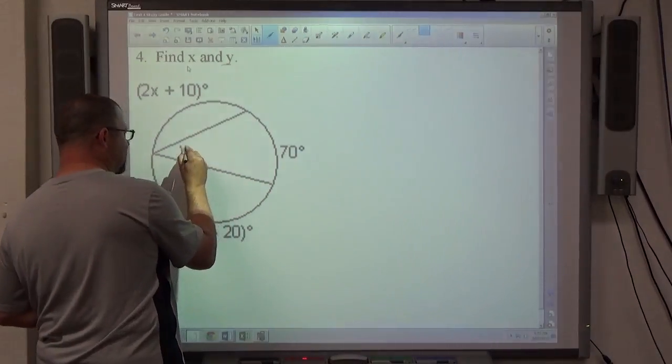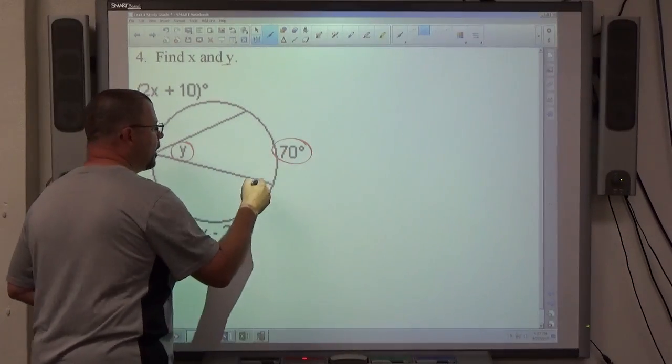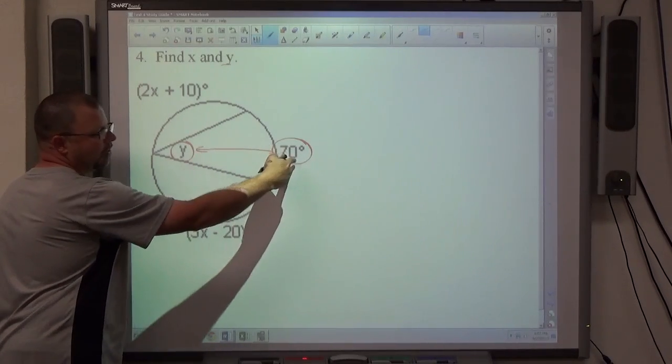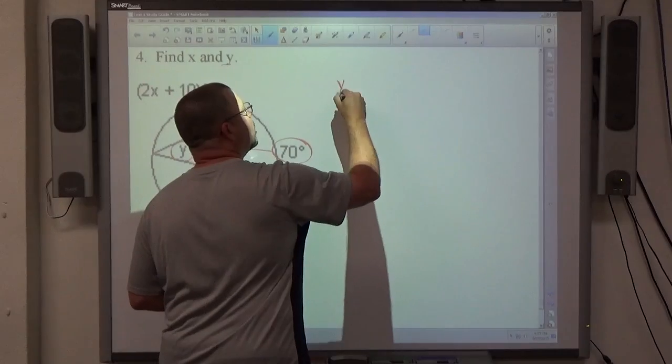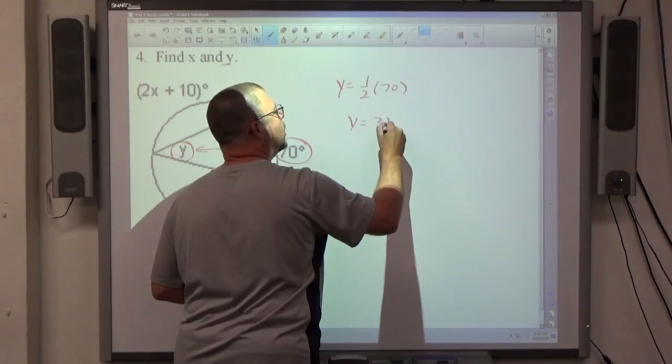For y, this is an inscribed angle for an intercepted arc. The relationship is that the angle here is half as big as the arc there. So y is going to be 1/2 of 70. So y is going to equal 35 degrees.